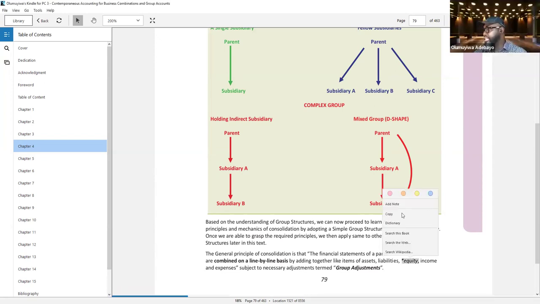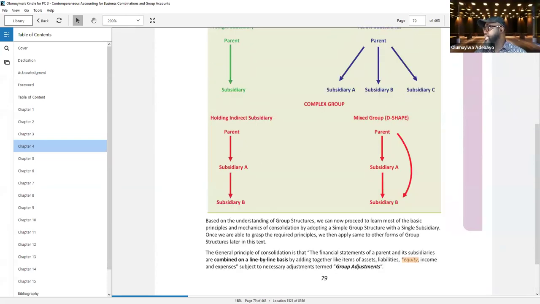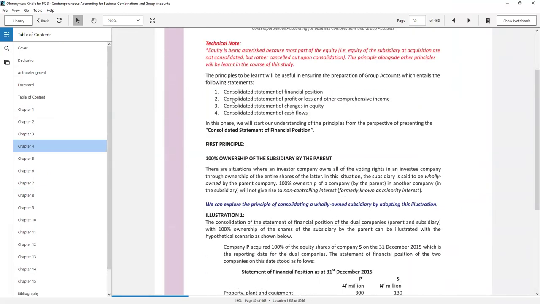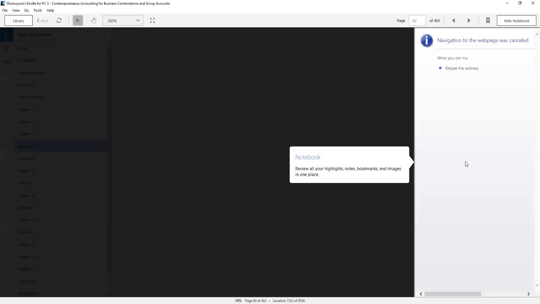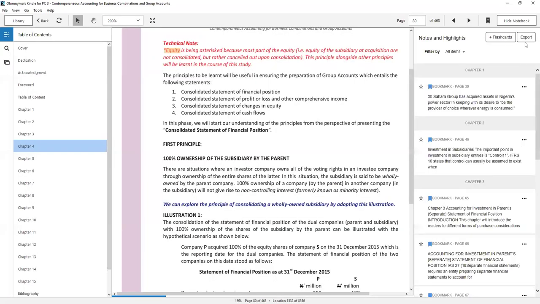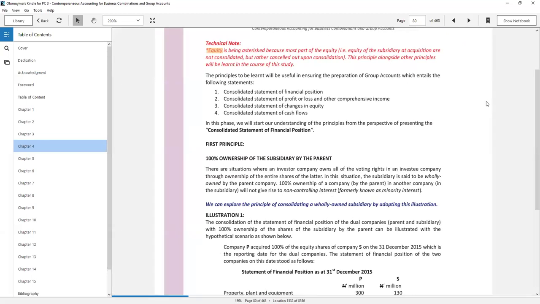Now there's emphasis on this, which I'll paint in blue or amber. There's emphasis on equity, which means it's not straitjacketed the same way we have done assets, liabilities, income, and expenses. The reason is that most parts of the equity, that is, the equity of the subsidiary at acquisition, are not consolidated, but rather cancelled out upon consolidation. The principle, alongside other principles, will be learned in the course of the study.